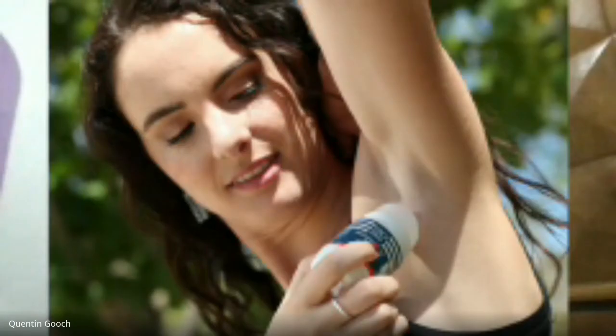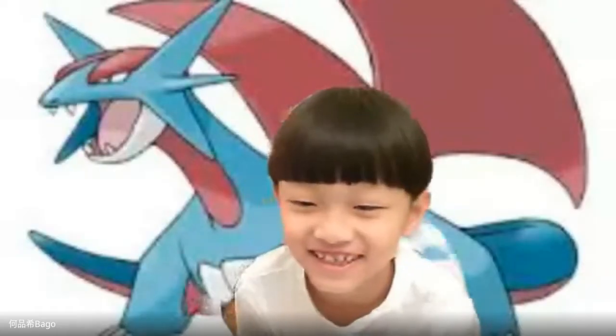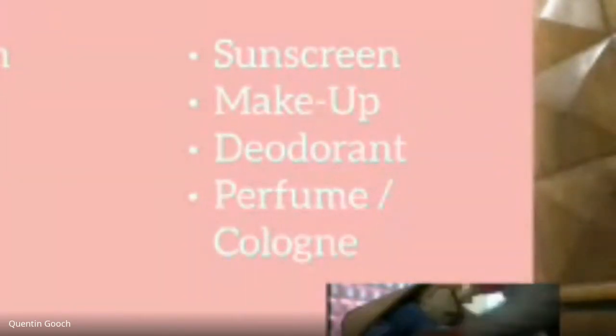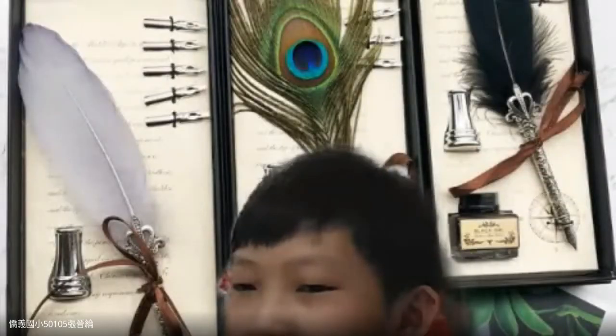What about this one? Here's our list of words. What do you think it is? I don't know.